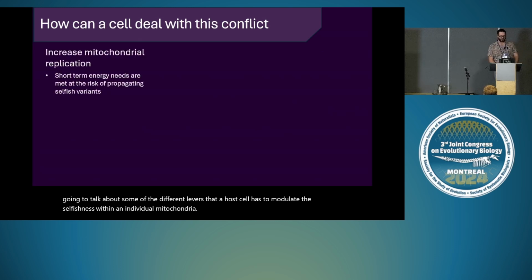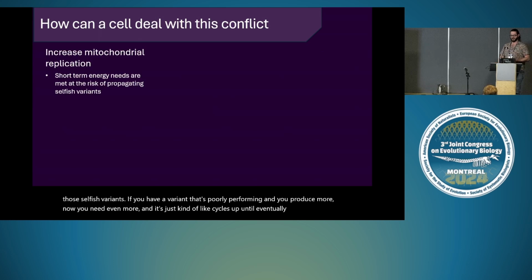The first thing it can do is, if you have deleterious mitochondrial variants and they're not meeting your energy needs, you just produce more, right? That's the simplest answer. However, this is going to favor those selfish variants. If you have a variant that's poorly performing and you produce more, now you need even more, and it just kind of cycles up until eventually that selfish variant takes over the cell.